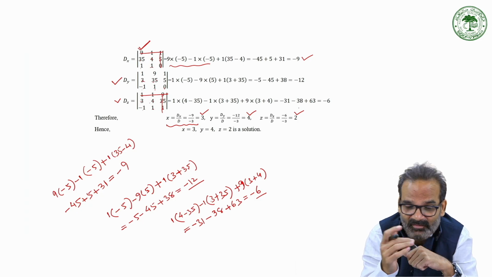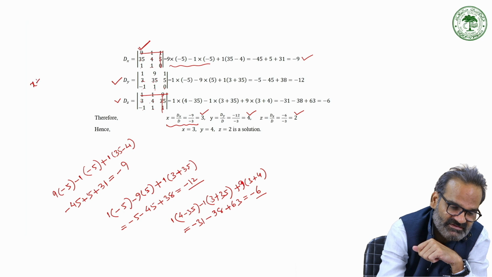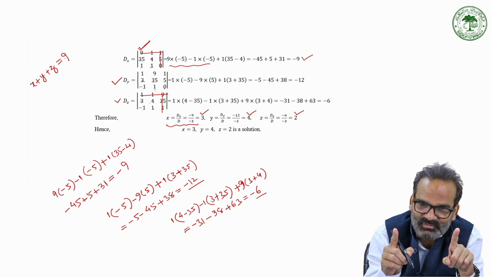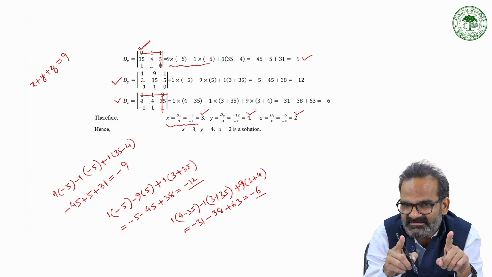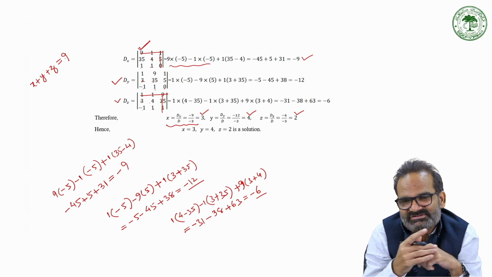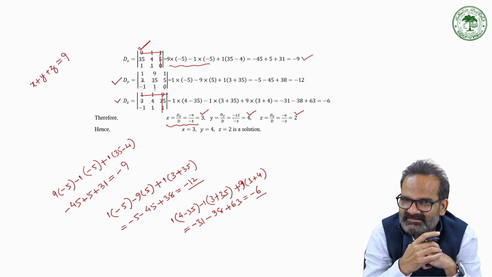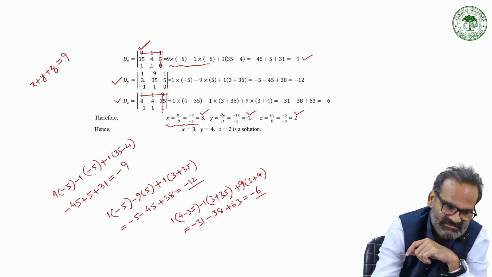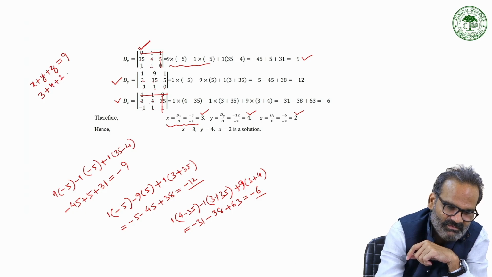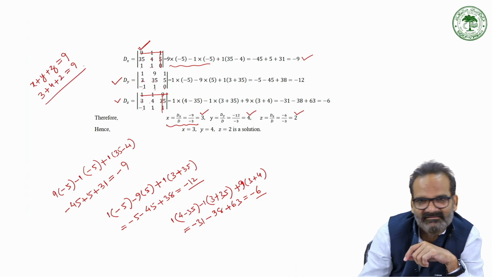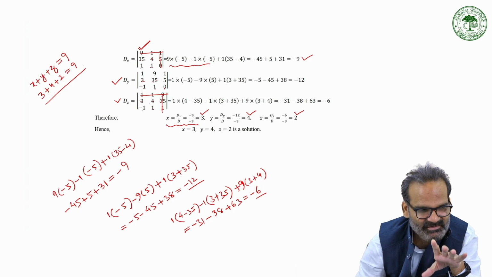If you look at the problem, the total number of questions, x plus y plus z, was 9. And we assumed x is the number of questions which contain 3 marks, y the number of questions which contain 4 marks, z the number of questions which contain 5 marks. So, substitute these values, 3 plus 4 plus 2, this is equal to 9. Satisfies. So, our solution is accurate or correct.